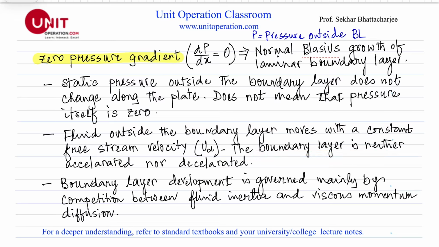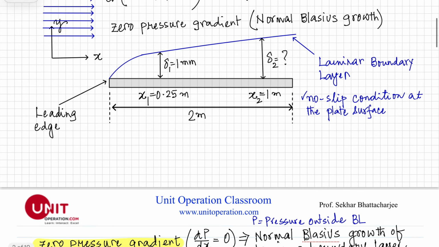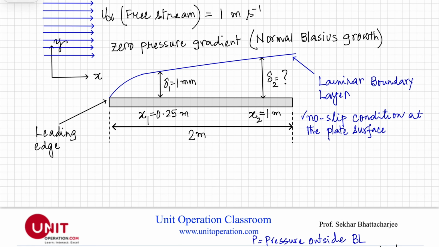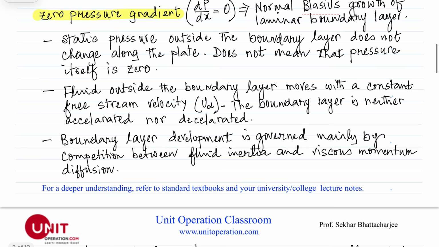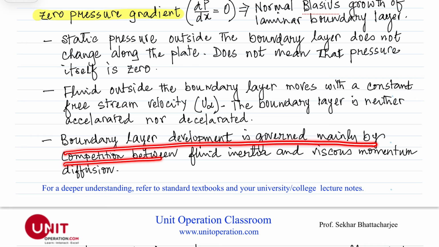So this is for the external, let's say here, for the external inviscid flow, a constant pressure corresponds to a constant external velocity, and this is the free stream velocity. Therefore, the free stream flow is neither accelerated nor decelerated, so it moves at a constant velocity along the plate. Okay. The boundary layer development is governed mainly by a competition between the fluid inertia and the viscous momentum diffusion. Please read any standard textbook.